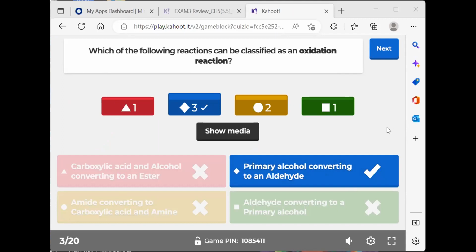Excellent. So remember, when it comes to oxidation, we are going to be converting a primary alcohol specifically to the aldehyde to the carboxylic acid, and then the secondary alcohol is going to go to the ketone. So the reaction that was described on A, which is carboxylic acid and alcohol converting to an ester, that's a condensation reaction. The amide converting to carboxylic acid and amine, that's actually a hydrolysis reaction. And then the aldehyde converting to the primary alcohol is a reduction reaction.